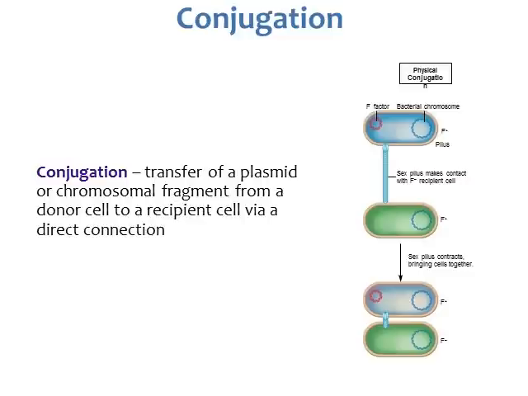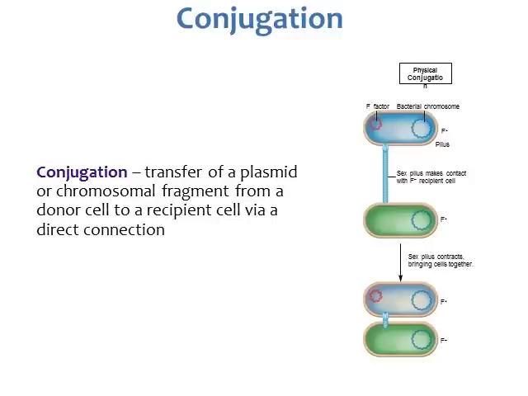So we're going to look at conjugation first. Conjugation occurs between 2 different cells. This is where those 2 cells transfer a piece of DNA called a plasmid, or they can transfer a chromosome fragment from a donor cell to a recipient cell. And they do this using a direct connection called a sex pilus.